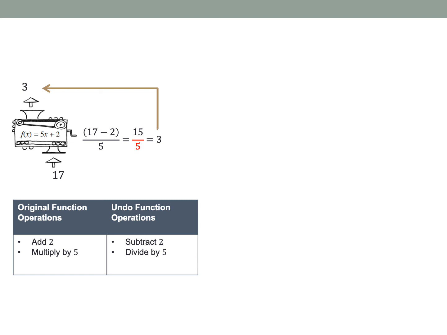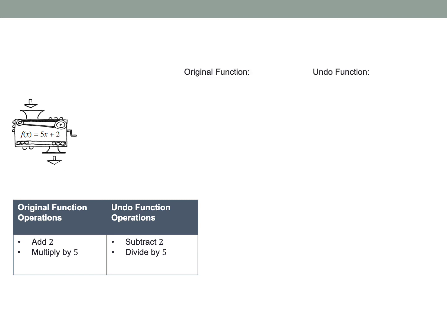Figure out what operations are going on in your original function, and what operations you need to undo those original operations. So again, let's explore that some more. Let's try to figure out what our undo function is. Our original function, remember, is f of x equals 5x plus 2, right, when it goes this direction. And you could also say it's y equals 5x plus 2.